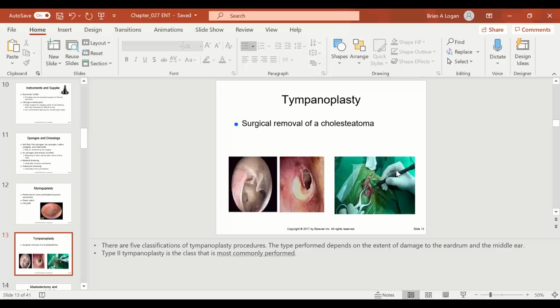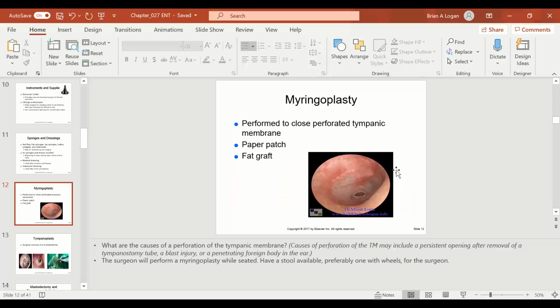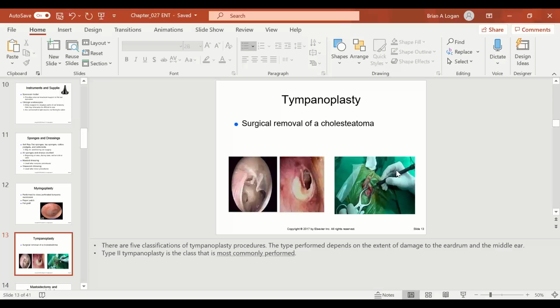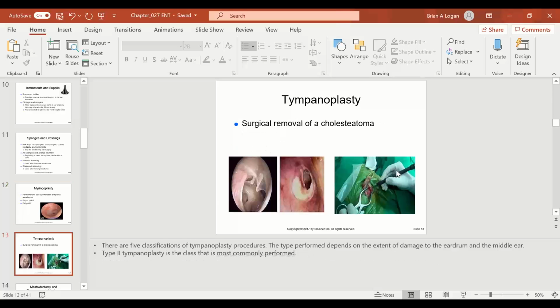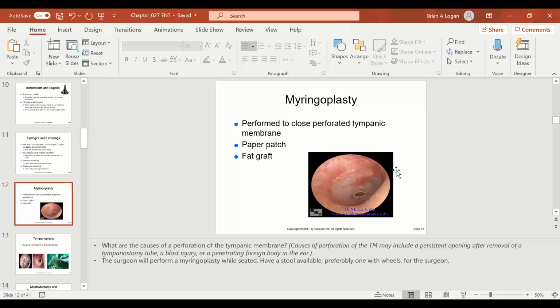Then you can do a tympanoplasty. So that's a little different than a myringoplasty. Myringo and tympano are both referring to the tympanic membrane. But the difference here is, in a tympanoplasty, you're completely repairing the entire eardrum. A myringoplasty, you're just repairing the hole.